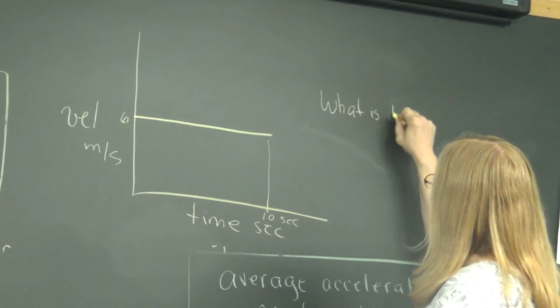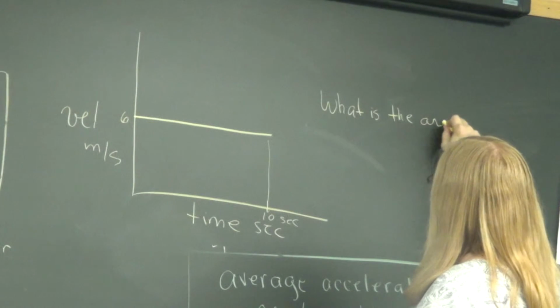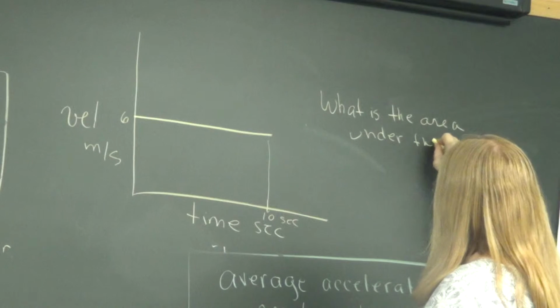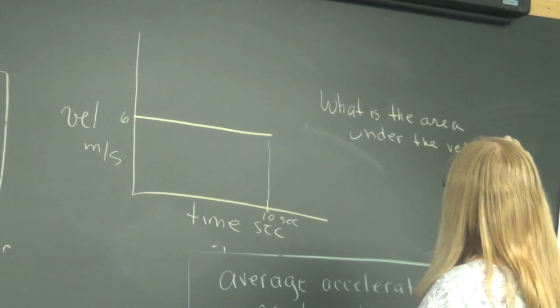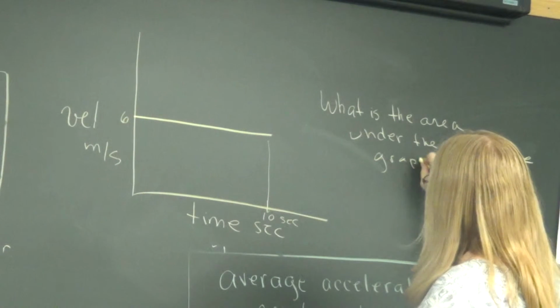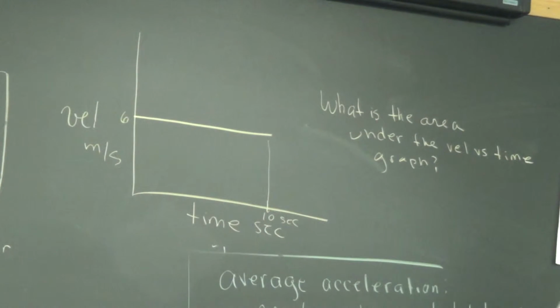What is the area under the velocity versus time graph? What does the area under it represent? There's another quantity that it does.